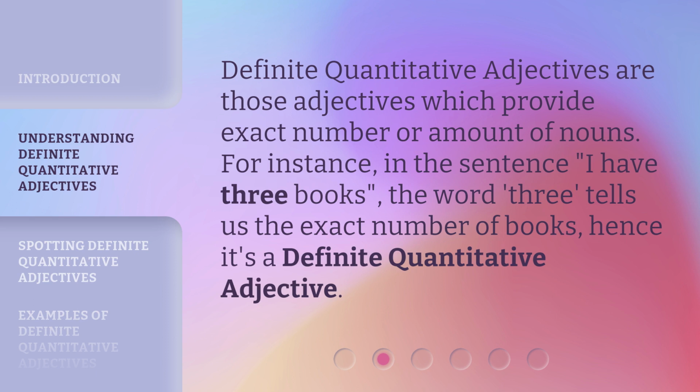Definite quantitative adjectives are those adjectives which provide the exact number or amount of nouns. For instance, in the sentence, "I have 3 books," the word 3 tells us the exact number of books, hence it's a definite quantitative adjective.